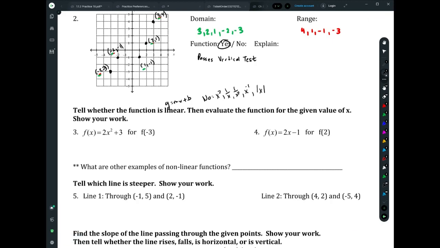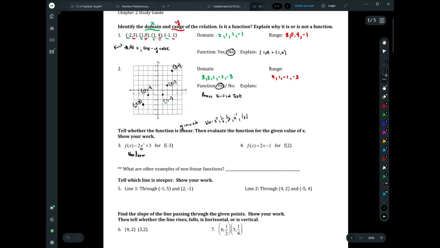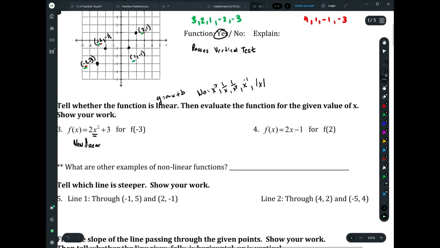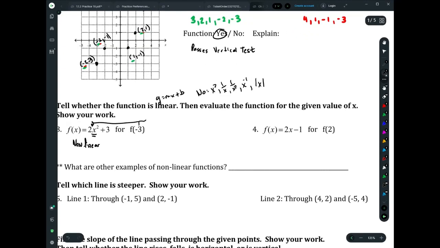So for number 3, it is nonlinear, and that's because of the x squared. When we're evaluating these, it's as easy as plugging -3 in for x. So 2 times -3 squared plus 3. If you're going to use your calculator, I always tell students, put the -3 in parentheses. It does make a difference if you don't do that. So evaluating, we get 21 as our solution.